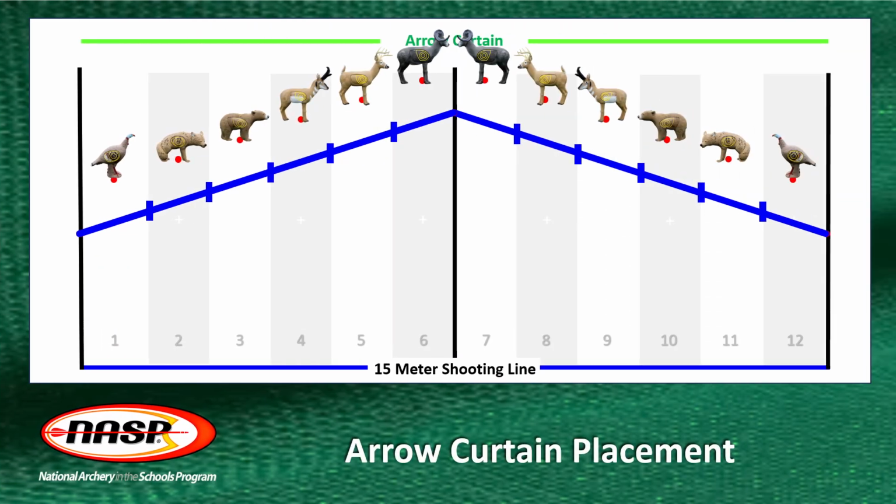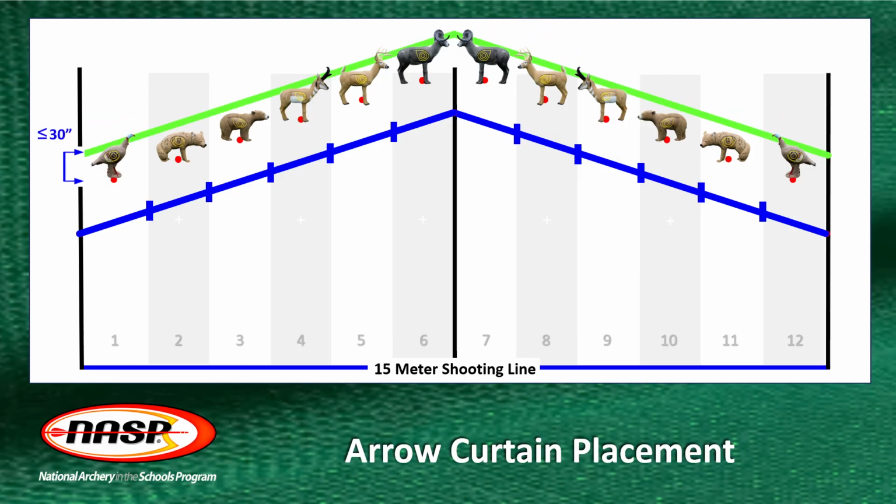The final step is to set the arrow curtain in place. Different than Bullseye, setting the curtain is the last thing we do on the NASP 3D range. Due to the targets being on a diagonal line, it is much easier to set the proper curtain placement of no more than one arrow length, 30 inches, between the targets and the curtain once the targets are in place.